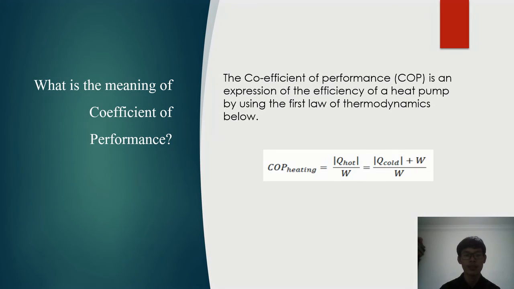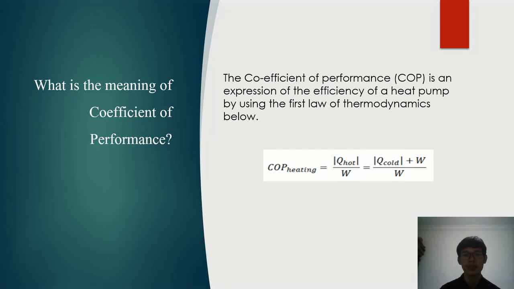For this presentation, I will explain the coefficient of performance and thermodynamics of a heat pump. Okay, what is the meaning of coefficient of performance? The coefficient of performance is an expression of the efficiency of a heat pump using the first law of thermodynamics, where COP is equal to Q hot divided by W, which is equal to Q cold plus W divided by W, where W is work done and Q hot and Q cold are absolute values.